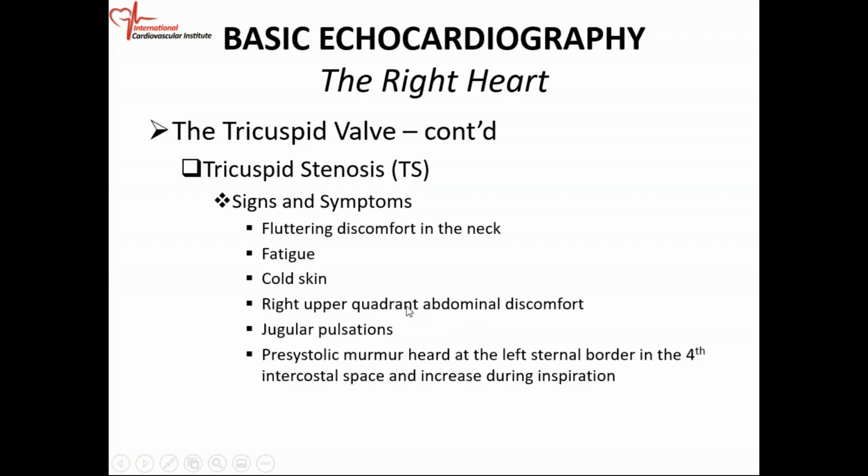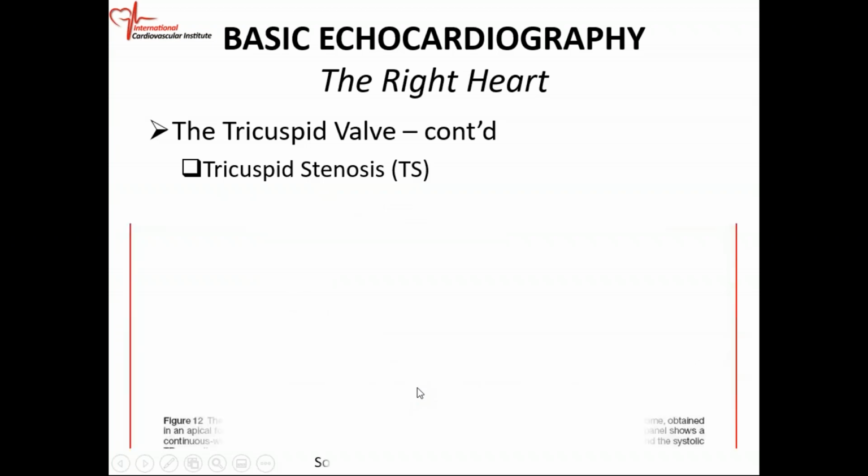And you get right upper quadrant abdominal pain because blood cannot get out of the right atrium. The right atrium is going to be engorged, and the liver is going to be engorged and distended, and that is why patients will have right upper quadrant abdominal pain. The jugular veins are going to be engorged and dilated, so you get jugular pulsation and a presystolic murmur heard at the left sternal border in the fourth intercostal space, and it's going to increase with inspiration.